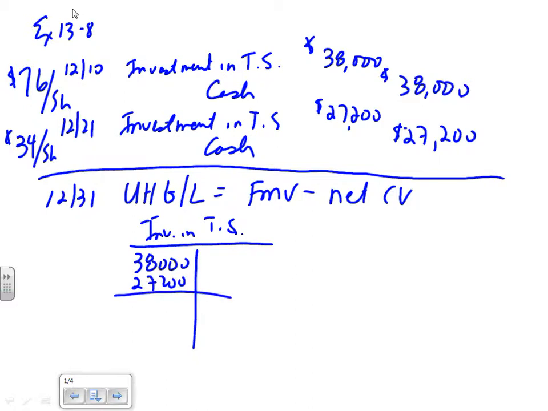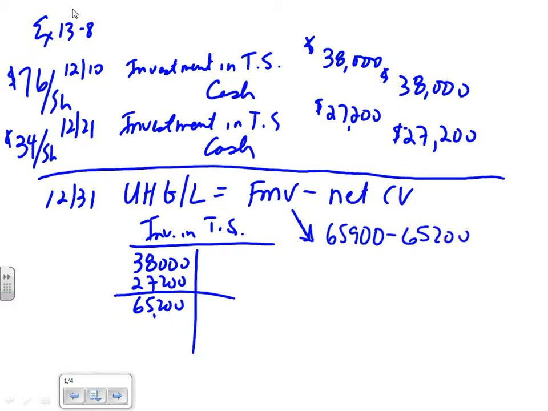And so the carrying value of the asset here is $65,200. And so we compare the fair market value. The fair market value of the portfolio is $65,900. $65,900 minus the carrying value of the portfolio, $65,200, and the unrealized holding gain or loss would be $700. It's positive, so we know it's an unrealized holding gain.